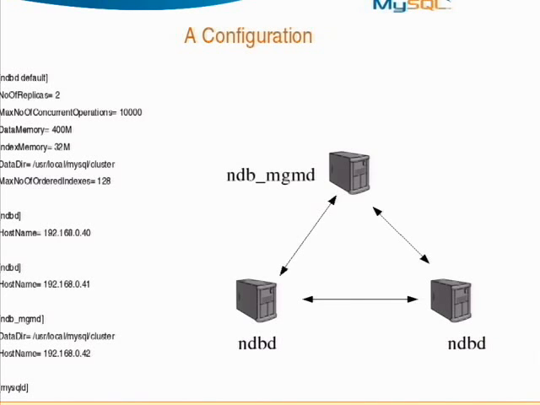The storage nodes pull configuration out of the management server to find out where each other is and a few other things. It's also used in arbitration in the case of network splits. So if you lose this connection here, the management server will decide who becomes the cluster. And you can also run MySQL AD on that or another box.